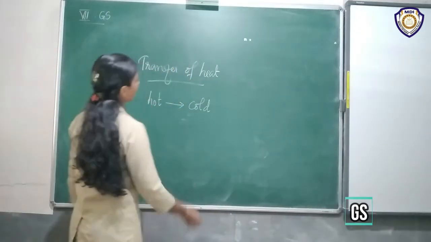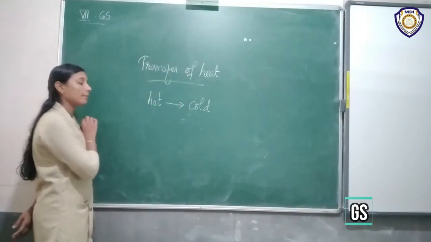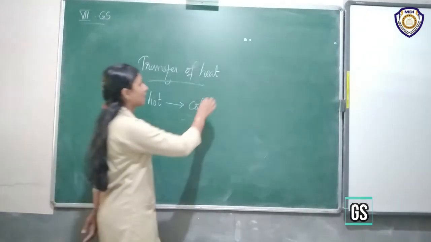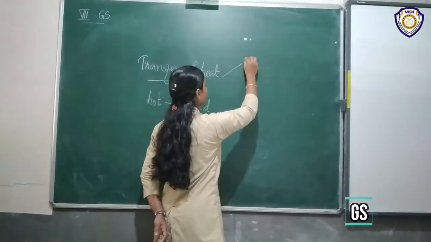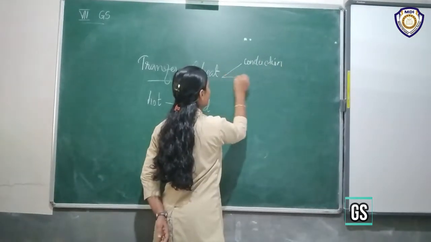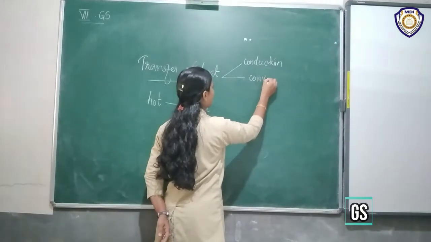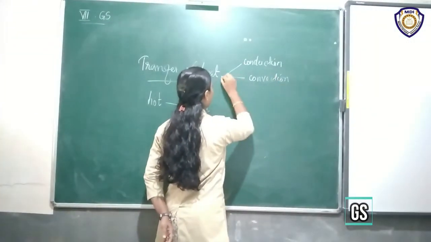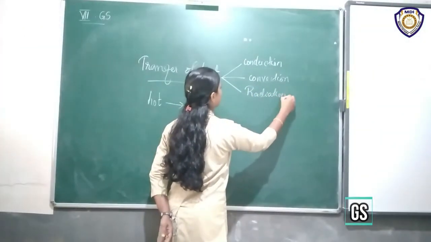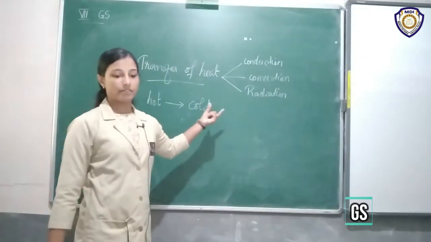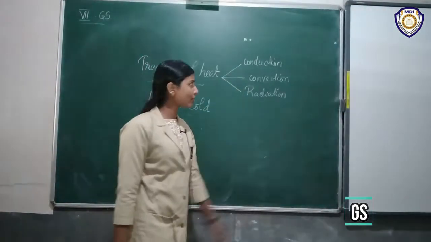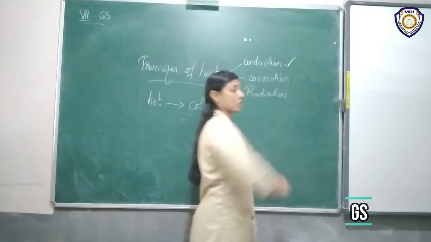We have to study that there are three ways of transferring heat. That means transfer of heat may be due to conduction, or it may be due to convection, or it may be due to radiation. So these are the three ways of heat transfer. We have to study each of these terms. First of all, we can see what is conduction.